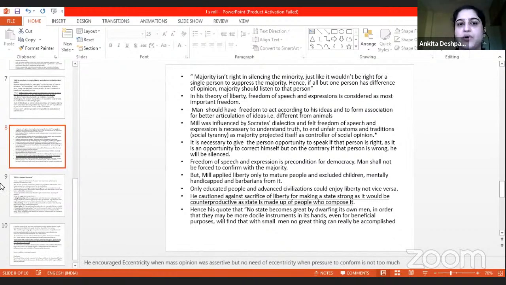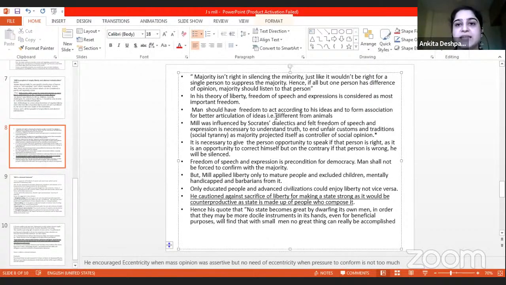It is a famous quote of his: majority isn't right in silencing the minority, just like it wouldn't be right for a single person to suppress the majority. Hence, if all but one person has a difference of opinion, the majority should listen to that person. Simplistically meaning, freedom of speech and expression is very important. So in his theory of liberty, freedom of speech and expression is considered an important freedom. Man should have freedom to act according to his ideas and to form associations for better articulation of ideas.